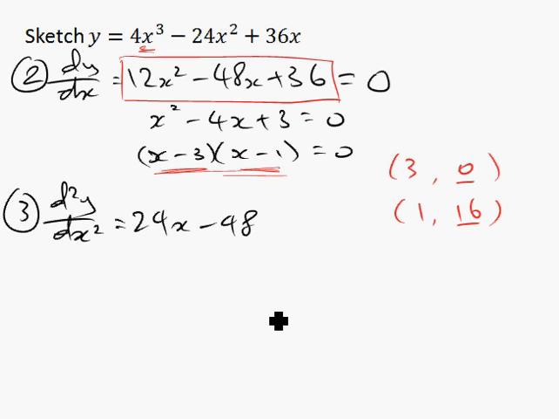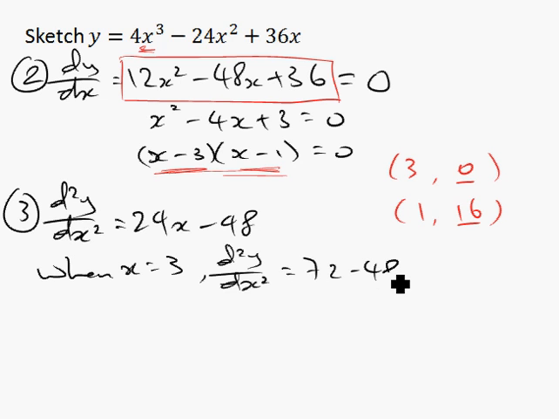Now what's my job here? My job here is to fill in the value of x. So when x equals 3, what is my d²y/dx²? d²y/dx² is equal to, this one becomes 24 times 3, correct? That gives you 72. Minus 48. Can you see that 72 minus 48 will be more than 0? So this one here means it's more than 0. Therefore, you get a minimum point.